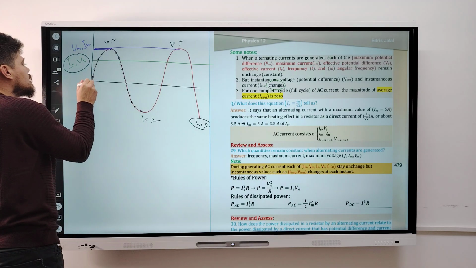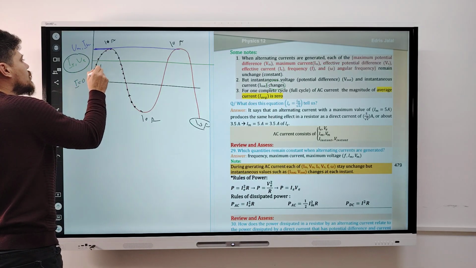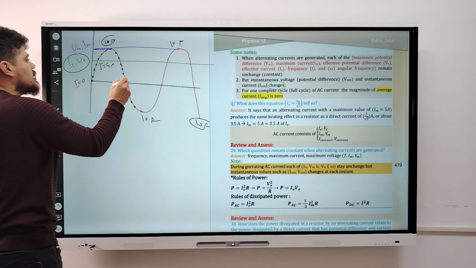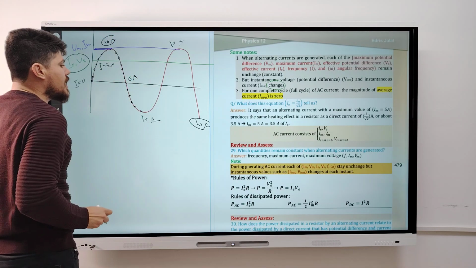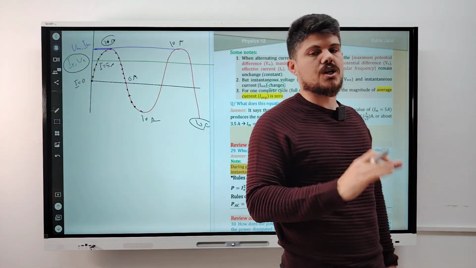Why? Because at this point, the magnitude of the current is 0. At this point, the current is 5 ampere. At this point, 10 ampere. At this point, 0 ampere. So that is why the instantaneous values of potential difference and current change.